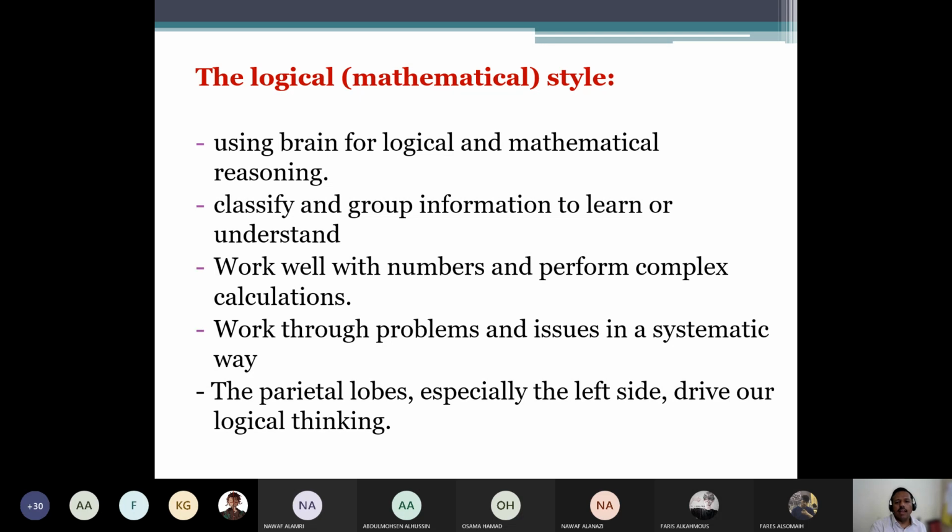They work well with numbers and complex calculations. They work through the problems; they want to solve the problems. They are logical learners. The parietal lobe is responsible for this one, on the sides. Temporal is down, parietal is up here. On this side, this lobe is responsible for this type of learning in the brain.